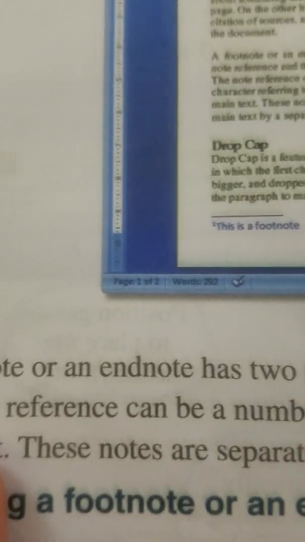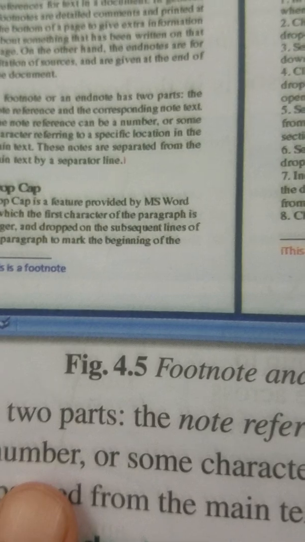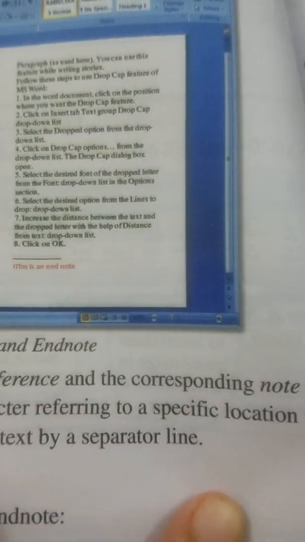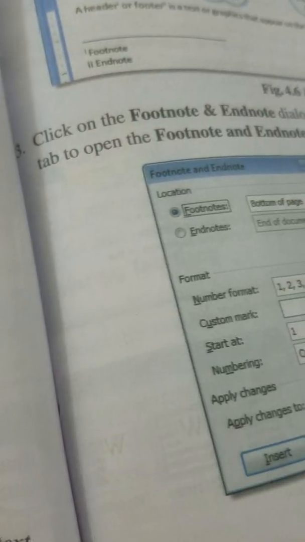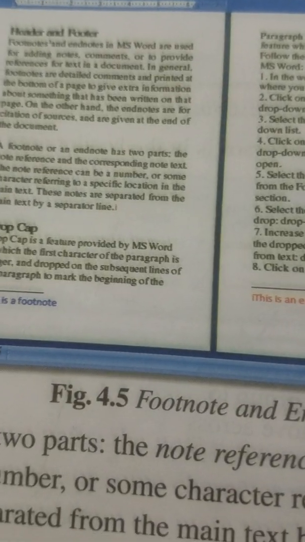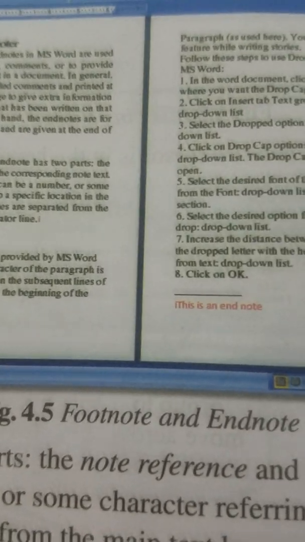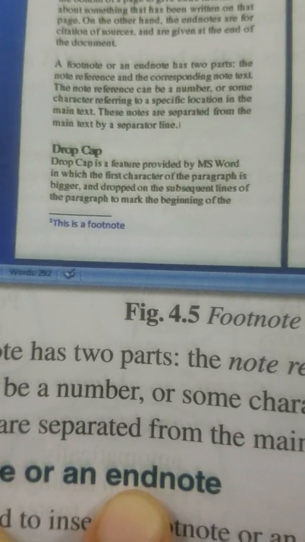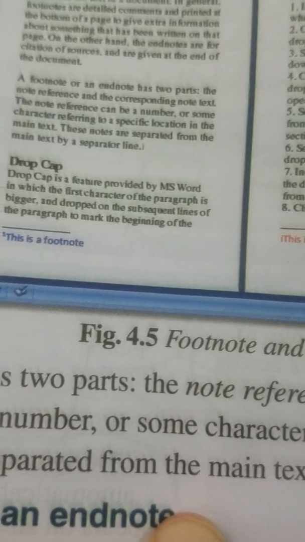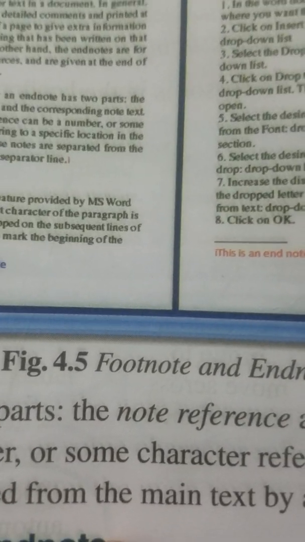A footnote or endnote has two parts: the note reference and the corresponding note text. How many parts do we have? A note reference, underline this, the first one is note reference and the second one is note text. Now we will see one by one what these two are. The note reference can be a number or some character referring to a specific location in the main text.